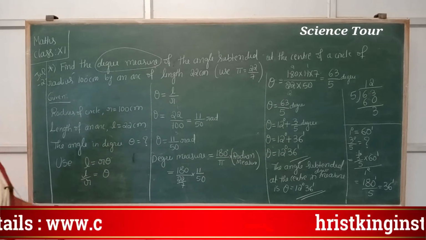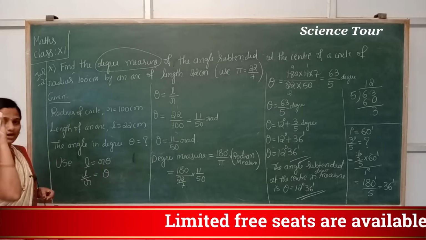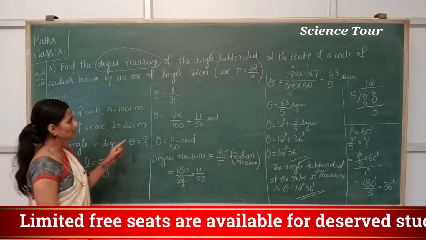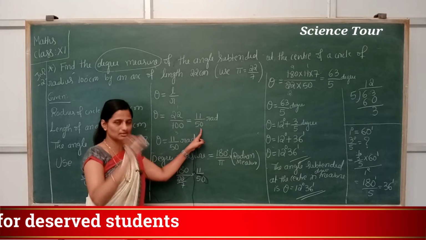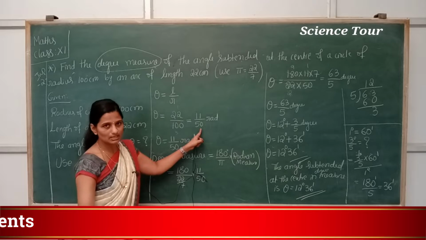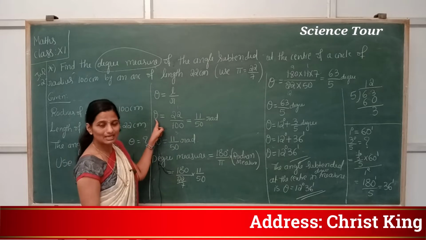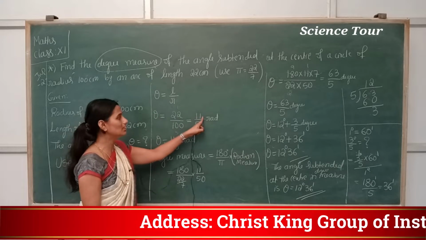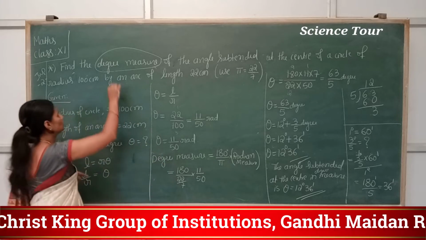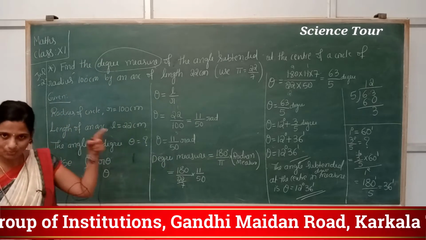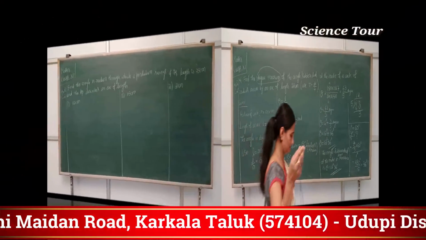Suppose the question is find the angle subtended at the center. Find the angle subtended at the center means theta is 11 by 50. It is not asked whether it is in radian or in degree, so directly find angle theta means radian is enough. That is 1 by 50 radian is enough. Here it is mentioned degree measure, so you should convert that radian answer to degree.